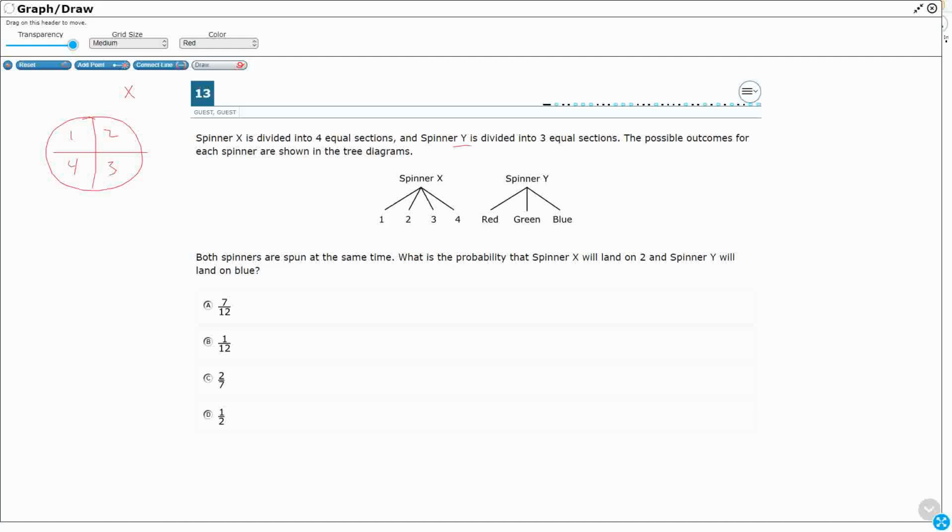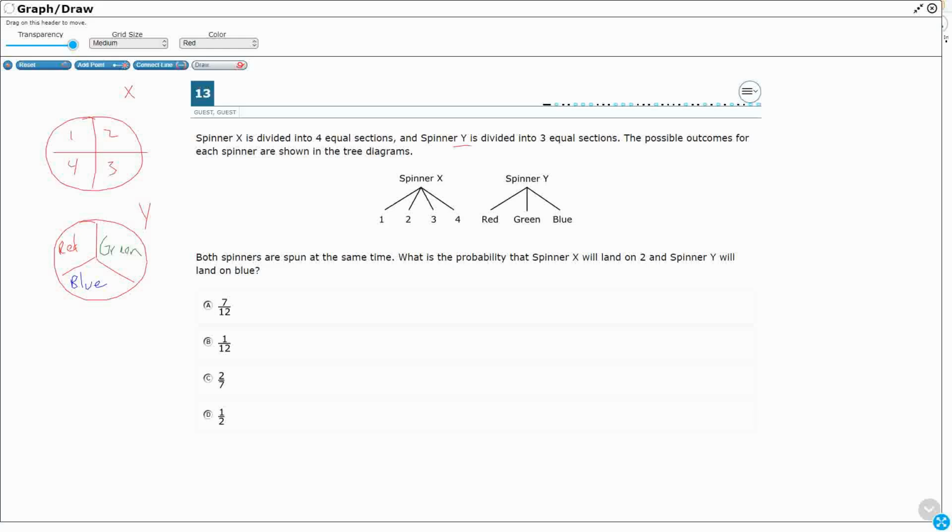Now we got spinner Y divided into 3 equal sections. So let's see if I can draw that here. And what do we've got? We've got red, we've got green, and we've got blue. All right, so we can use the correct colors for those. That is going to be spinner Y. So the possible outcomes for each spinner are shown in these tree diagrams, right? So spinner X has got 4 possible outcomes. Spinner Y has got 3 possible outcomes.